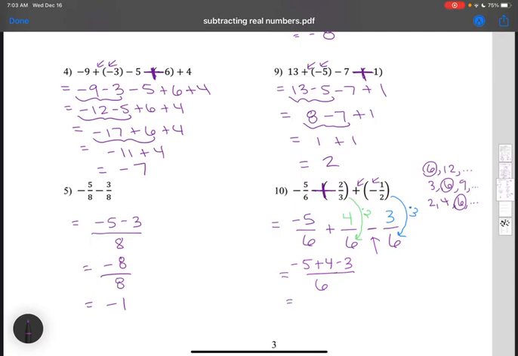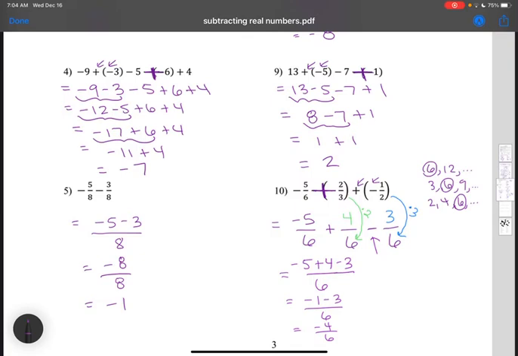So a negative 5 plus 4. So I'd have a negative 1, right? Minus 3. I'm going to go ahead and write this. Negative 1 minus 3 over that 6. Negative 1 minus 3 would be a negative 4 over 6. And can I reduce that?